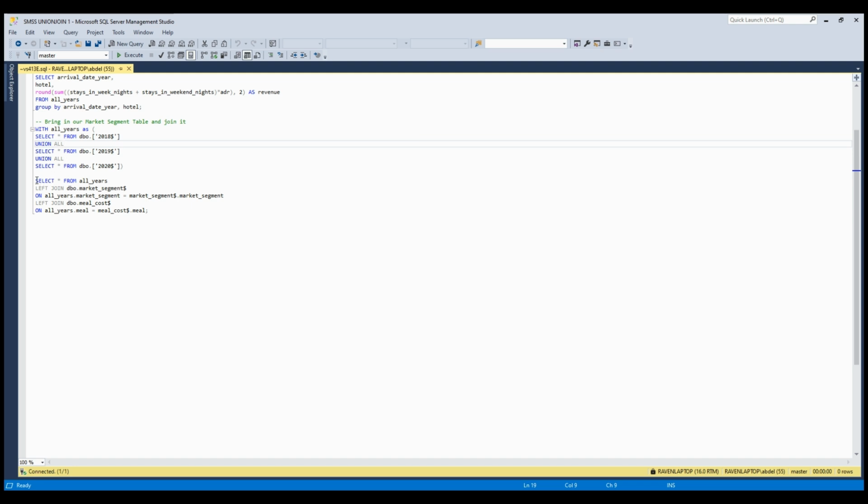And then the next step would be to join the two tables, the market segment table and the meal costs table. So here we try to append them using the market segment column in our all years table and the market segment column in the market segment table. And then we do the same with the meal costs. In all years we take the meal column and the meal costs meal column and equate them, and on that they append to each other. And that's quite simply how we query the data to be able to move on to Power BI and try to address it.